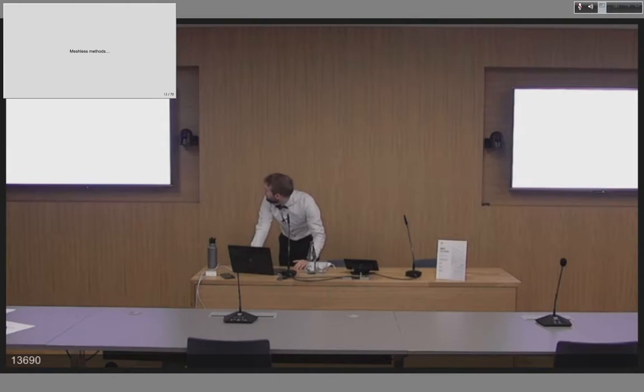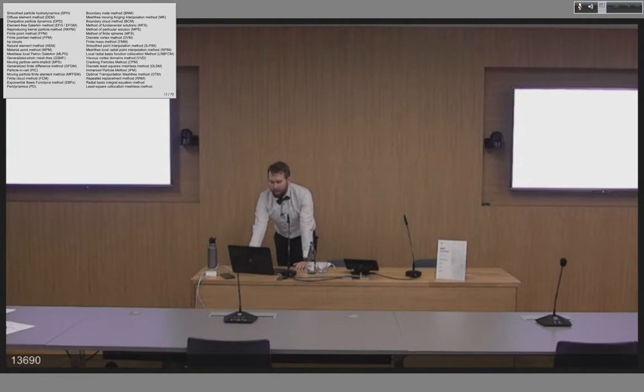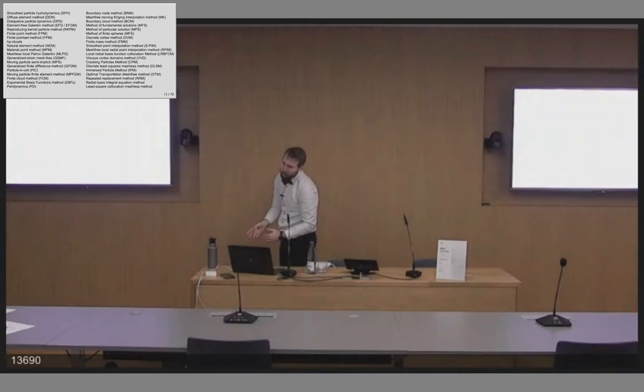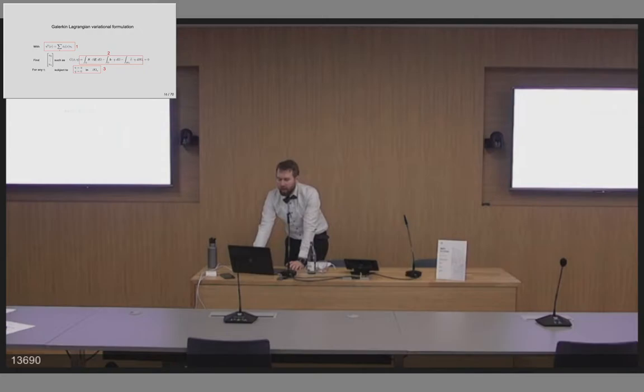Now, the first thing you hit when you start to look for meshless methods is that there are many of them. Most of them are small variations of the others. Some are more targeted for fluid simulation, others for elastic or viscoelastic simulations. Some are more for computer graphics, and others are more for mechanical engineering problems. So in our case, as I said before, we want to stay in the Galerkin Lagrangian variational formulation so that we stay close to what we were doing with standard finite element methods.